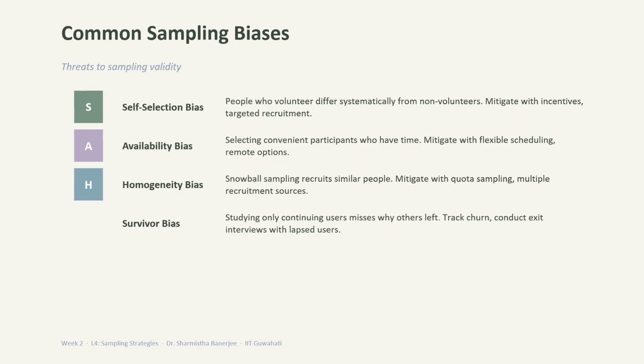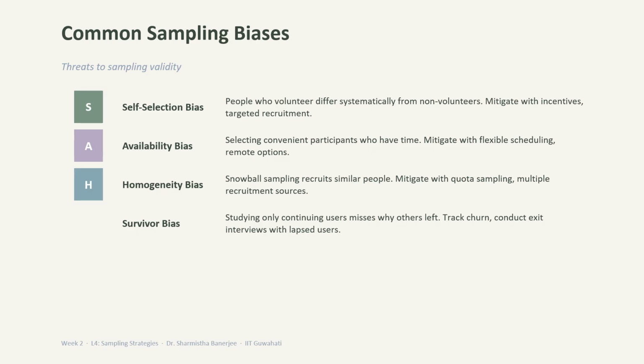Then comes the survivor bias. So, studying only continuing users misses why others left. So, let's say I am trying to understand what people love about my fitness app, and I do not study the people who left the app. Then in that case, I am only studying people who might be fitness enthusiasts, and that's why they are following it, and it was not something so special about my app. So, study also the people who left your app. Track churn, the people who are leaving, and conduct exit interviews with the lapsed users.